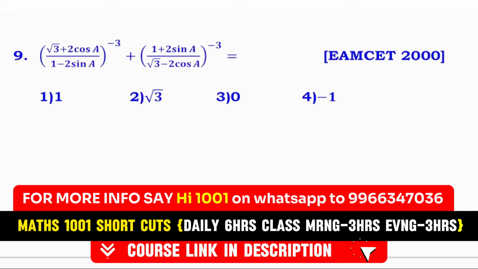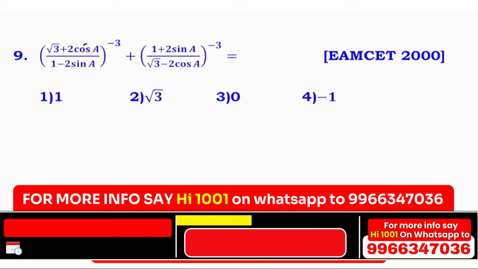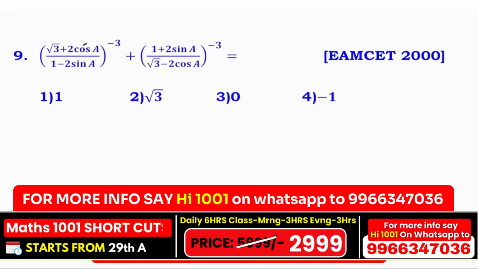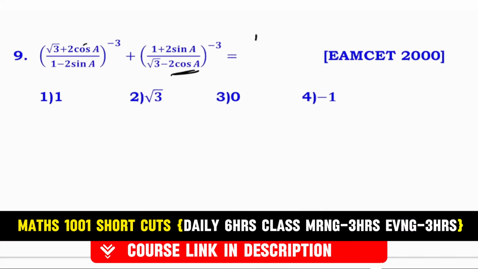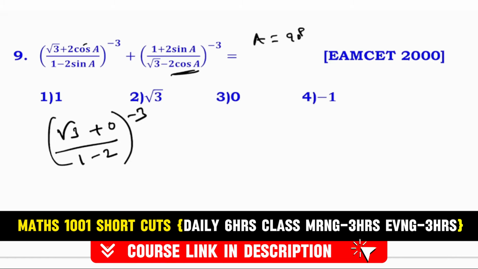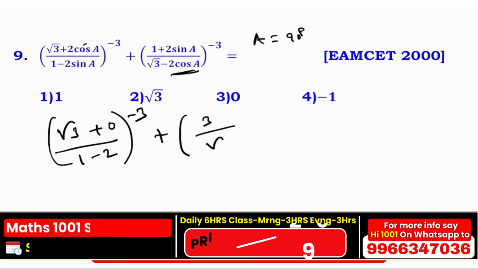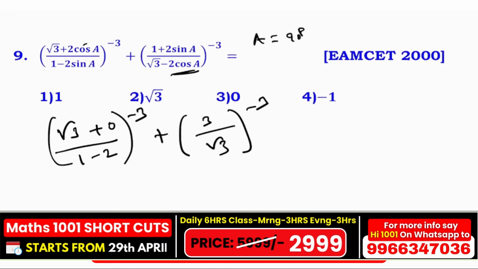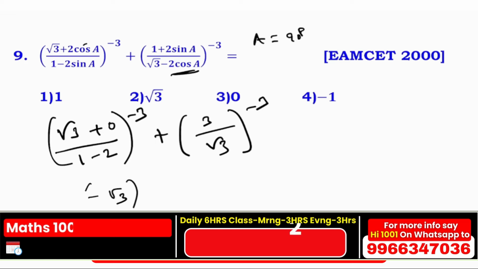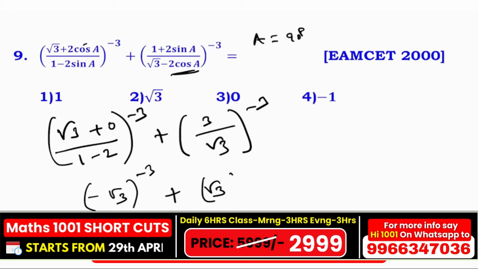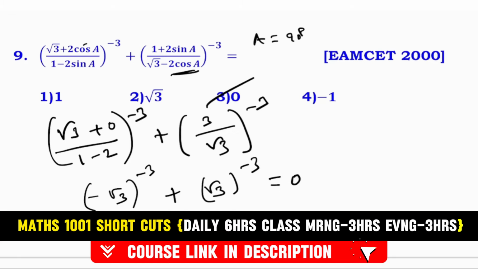So the next question is, when I see this sine and cos, I said either I can go with 0 or 90. Now I'll go with 90 because here cos is in the denominator. I'll go with A is 90 degrees. So when I go with 90, what will I get? Here it is root 3 only. Root 3 plus 0 by 1 minus 2 whole power minus 3 plus 3 by root 3 whole power minus 3. Check it. So what I will get here is nothing but minus root 3 whole power minus 3. This guy is plus root 3 whole power minus 3. Answer is 0.